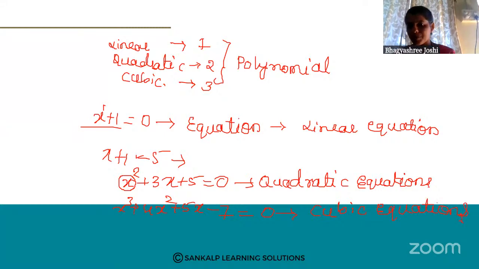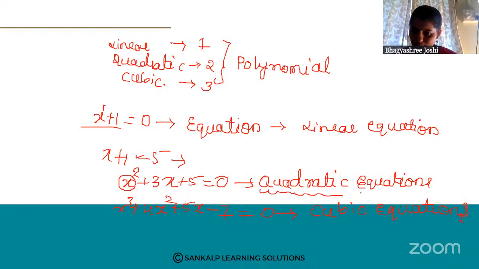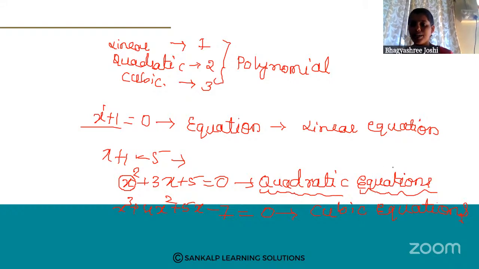So in this chapter we are going to learn about the quadratic equation, simply only quadratic equations. Quadratic equations. Quadra means 2. Remember, quadratic equation: the variable power is 2. The equation having variable power 2, that equation we call a quadratic equation.